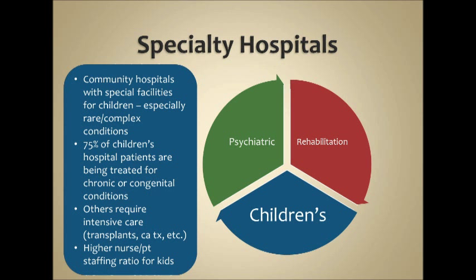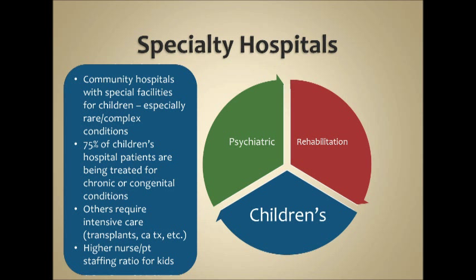Finally, we get to children's hospitals. And so these are community hospitals with special facilities for children, especially rare and complex conditions. So 75% of the children's hospitals patients are actually being treated for chronic or congenital conditions. You'll see most children are actually treated at general hospitals. Think of your kid falls out of the tree, you're going to run off to Mass General if you're down the street from it, and probably they'll be just fine taking care of your kid. But if your kid has a congenital condition, unfortunately, probably children's hospitals is where you want to be.